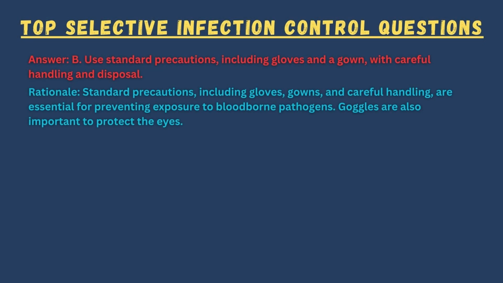Answer. B. Use standard precautions, including gloves and a gown, with careful handling and disposal. Rationale. Standard precautions, including gloves, gowns, and careful handling, are essential for preventing exposure to bloodborne pathogens. Goggles are also important to protect the eyes.